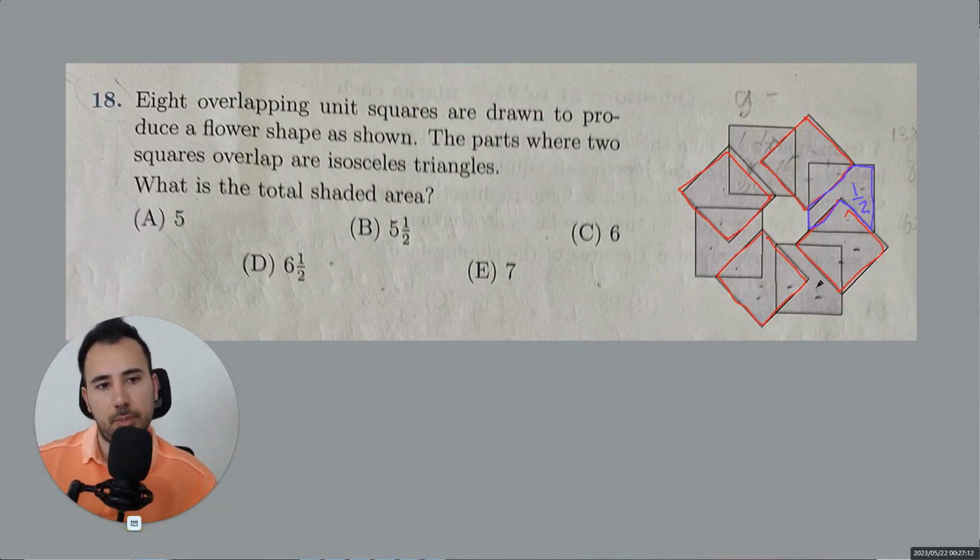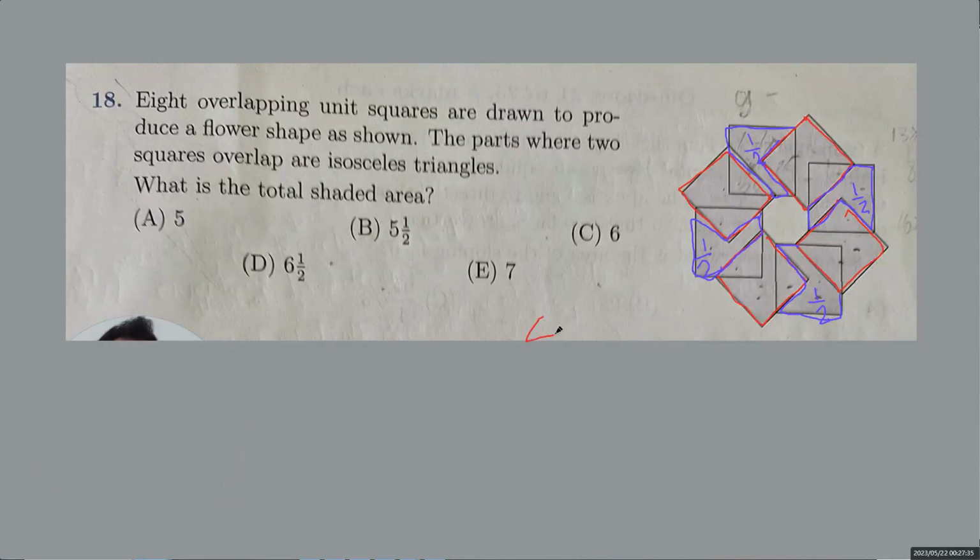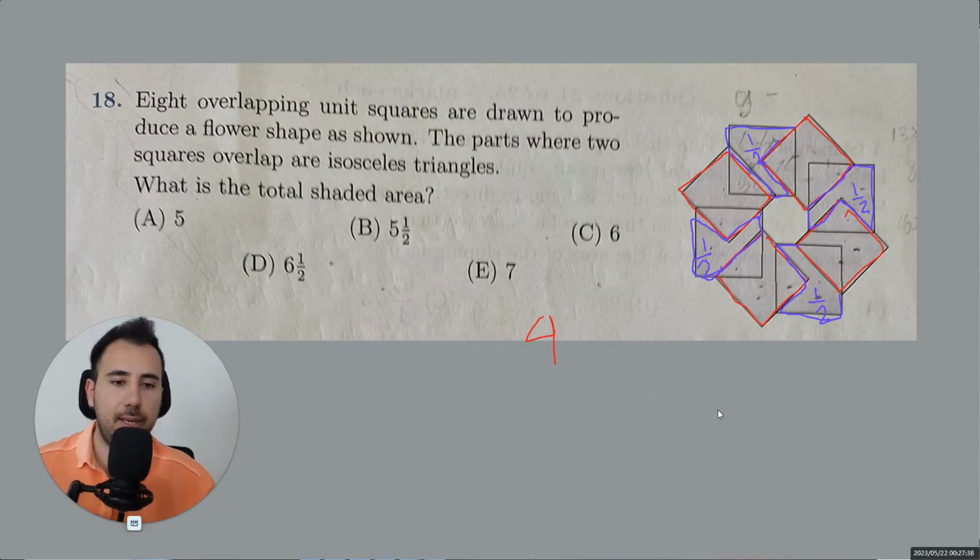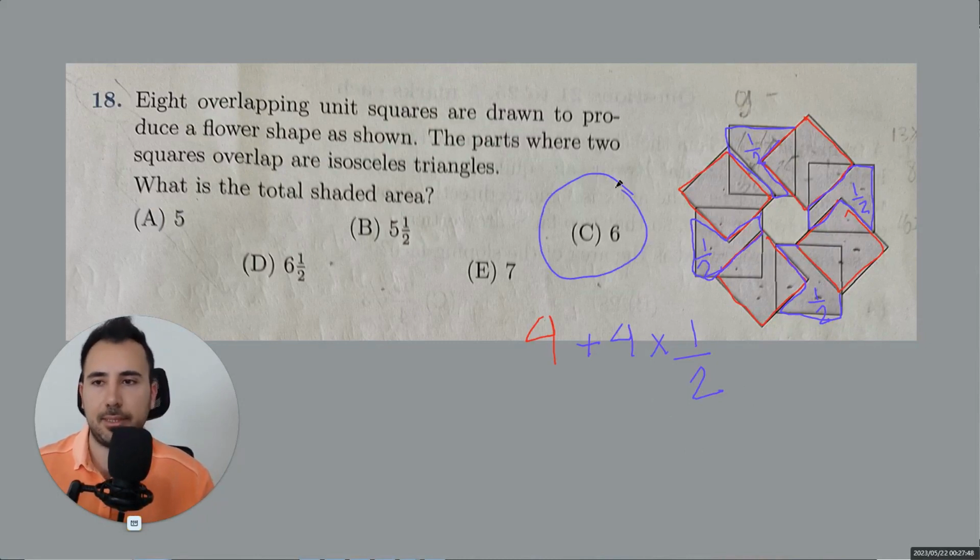Okay, this shape, it will be 1 over 2 here. This shape over here, 1 over 2 here. And the last one, of course, I'm going to draw it for the last one. This is also 1 over 2. So as you see, we have 4 of these 1 over 2s, and we have 4 complete squares. So the red ones are easy peasy 4. Okay, and we're going to have 4 of halves. It's going to be 2 plus 4 is 6.